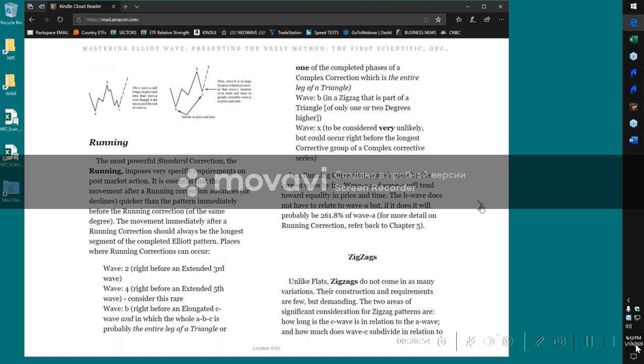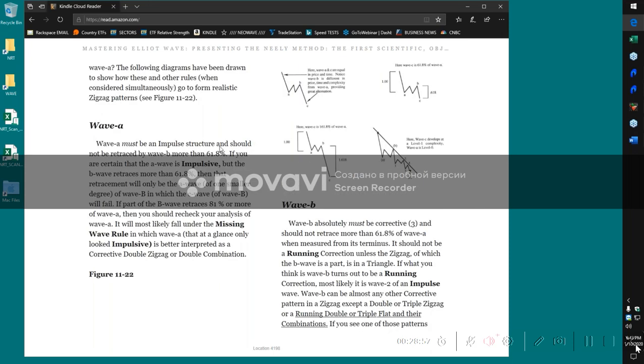Okay, so now we're moving on to zigzag patterns. Zigzags, of course, are patterns in which the B wave is no more than 61% of wave A, and you have to make sure wave C makes a new low. You can never have a failure to make a new low in a zigzag. That's only allowed in flats, and only if the B wave is at least 61% of wave A, and normally if the C wave fails, the B wave is going to be close to 100% of wave A.